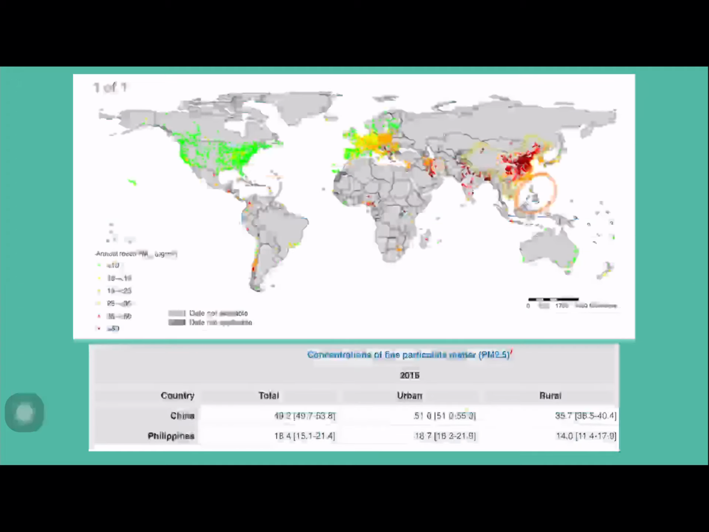The next table focuses on the PM concentration in both countries. Likewise, China ranks above the Philippines with a total of 49.2 micrograms per cubic meter, and the Philippines with 18.4. On the map, we can see that China's PM concentration indicates the country as a hotspot with poor air quality. The legend on the bottom left corner also indicates that PM of less than 10 micrograms per cubic meter is the WHO guideline of good air quality. However, both countries are exceeding that guideline.